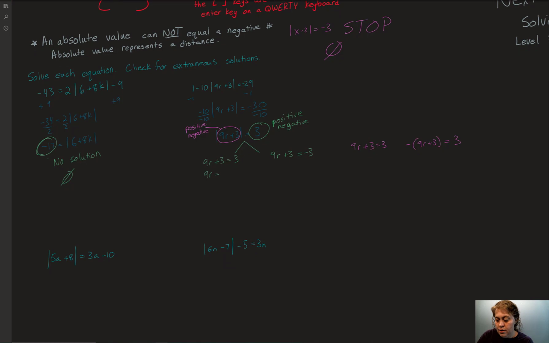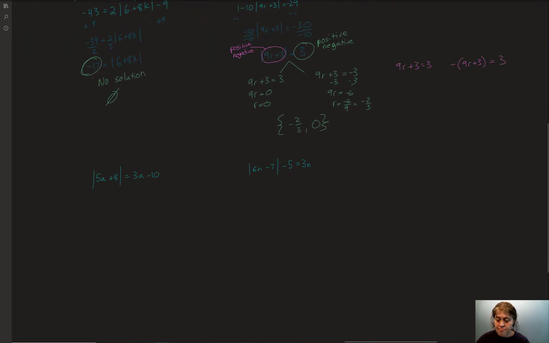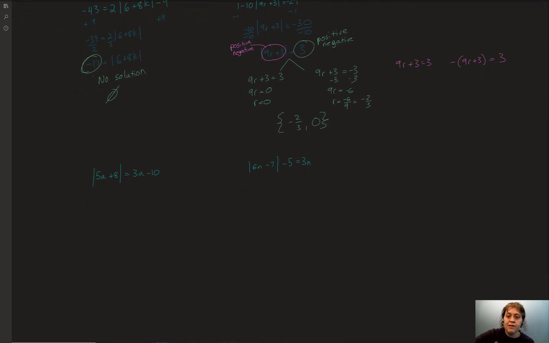For me, 9r plus 3 equals 3 gives r equals 0. Minus 3, 9r is equal to negative 6, r equals negative 6 over 9, which is also known as negative 2/3. So I'm going to make my curly bracket. We usually list solutions from least to greatest along the number line. So we would say negative 2/3, comma 0. And that's it. And that's basically what we're doing.